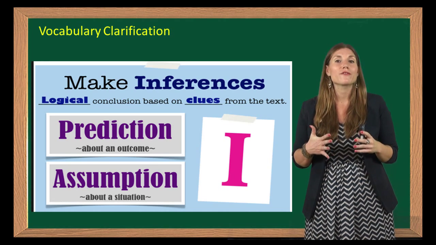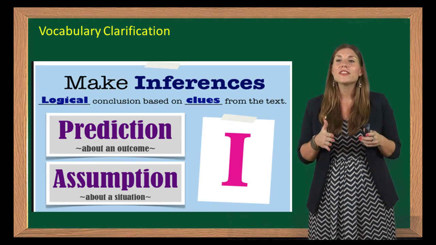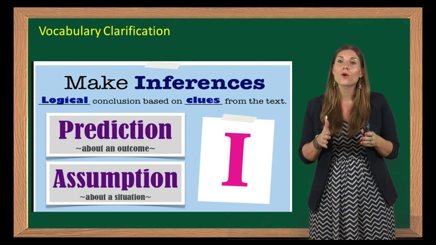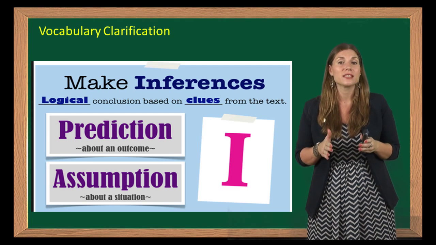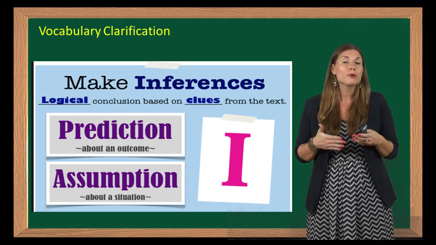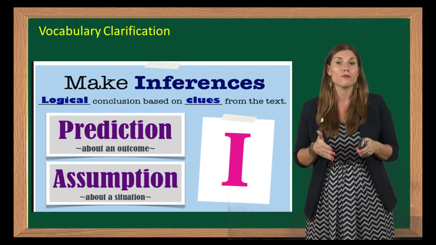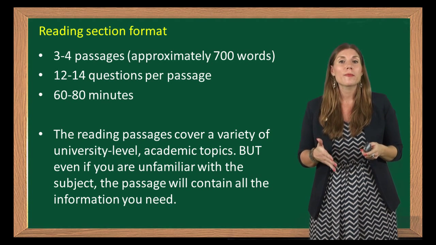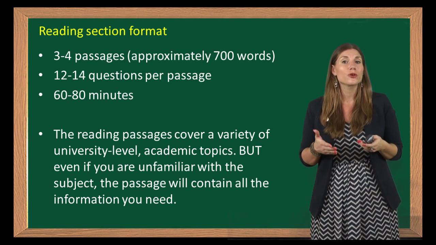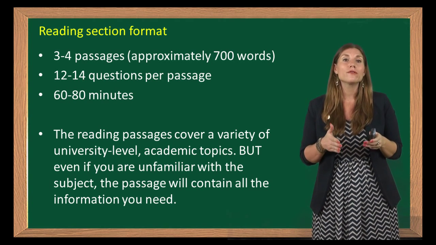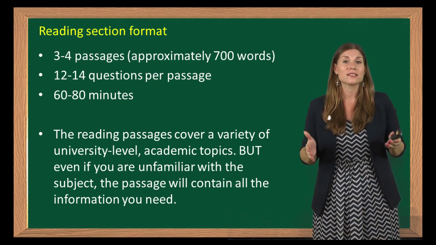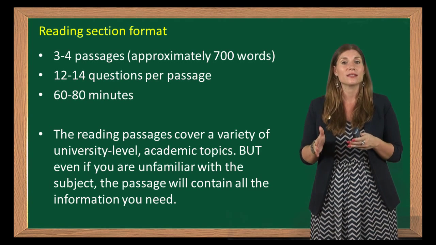The next vocabulary phrase is make inferences. And this just means the ability to comprehend an argument or an idea that is strongly suggested but not explicitly stated. So some questions in the listening part will ask you to predict or make an assumption based on what you've read. The reading section format looks as follows. You have 3 to 4 passages, approximately 700 words in length, and you'll have 12 to 14 questions per passage. The completion of the reading tasks will take you about 60 to 80 minutes.